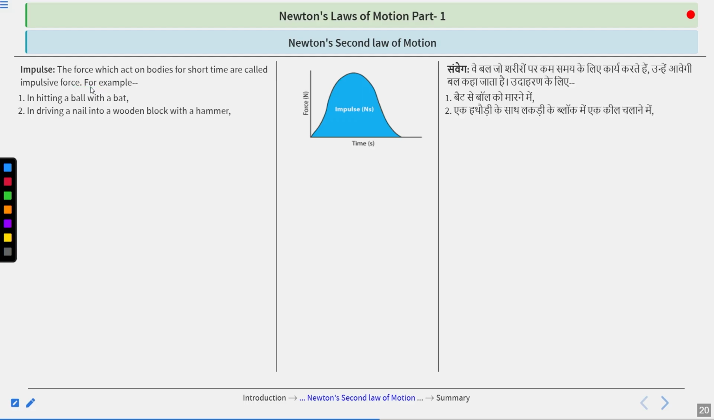In driving a nail into a wooden block with a hammer, when you push the hammer on the nail, you apply a force. But only while you are pushing with the hammer is the force applied. After that, the force will not act. In firing a gun, etc. So an impulsive force is that force which is applied for a very short duration only.